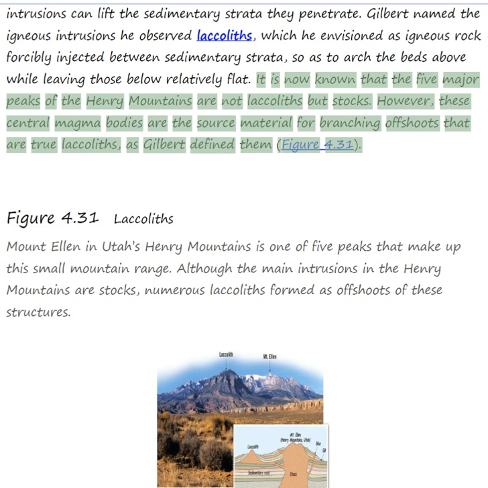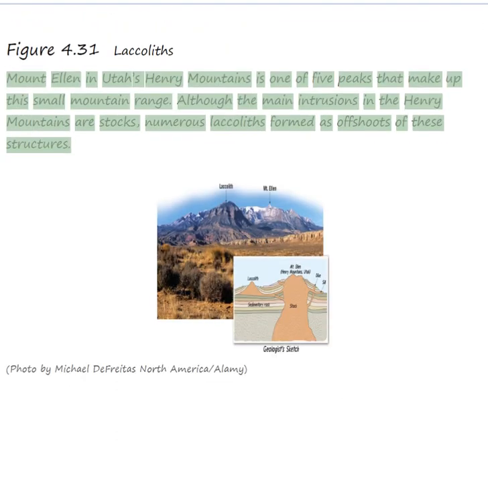It is now known that the 5 major peaks of the Henry Mountains are not laccoliths but stalks. However, these central magma bodies are the source material for branching offshoots that are true laccoliths, as Gilbert defined them. Mount Ellen in Utah's Henry Mountains is one of 5 peaks that make up this small mountain range. Although the main intrusions in the Henry Mountains are stalks, numerous laccoliths formed as offshoots of these structures.